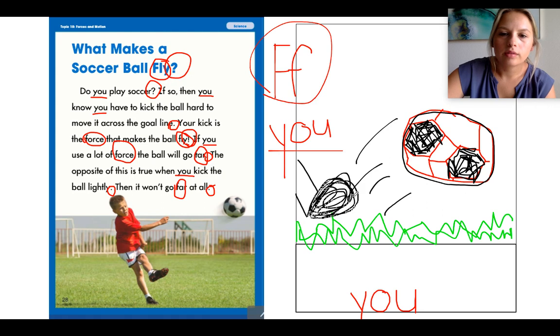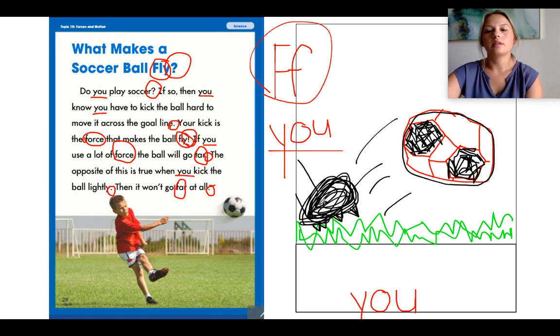We've talked about this before. They're like shoes, but they have something at the bottom that kind of looks like pokies, and they stick to the ground. They help you with running on the grass. Okay, so there's someone's foot kicking it, and there's their leg. It's going out of the picture.